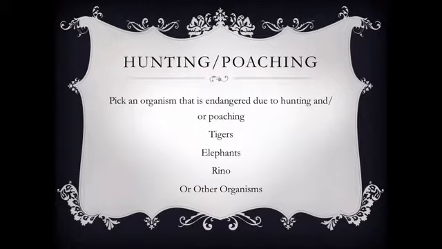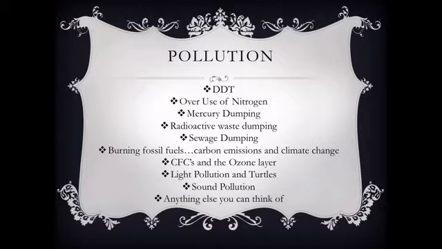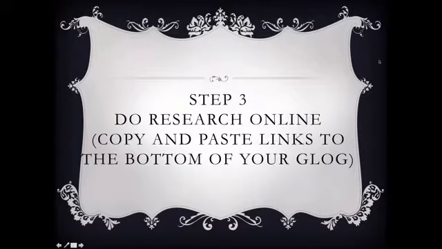And then the third category, you can choose from any one of these. So this is a lot more than what we talked about in class, but pollution is definitely something that humans do in mass. So DDT, nitrogen, sewage dumping, CFCs, light pollution, and so on. And again, also anything else you can think of that is connected with pollution and what humans do with pollution would be acceptable.